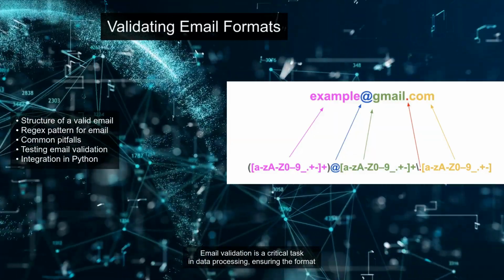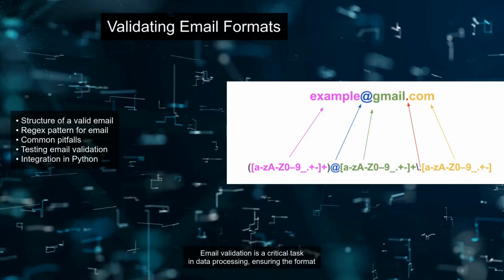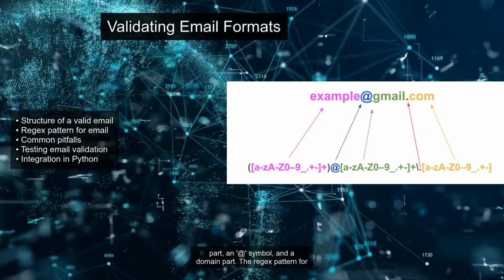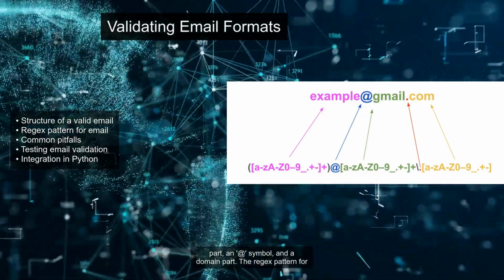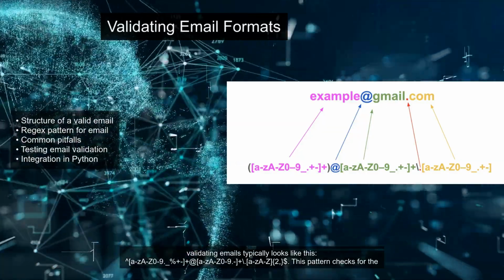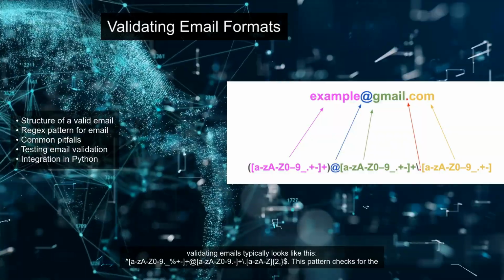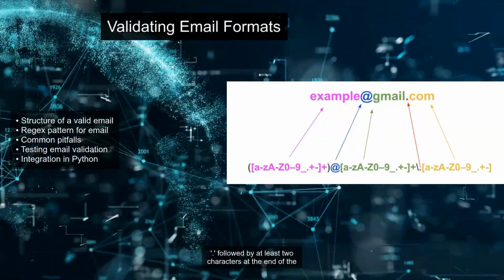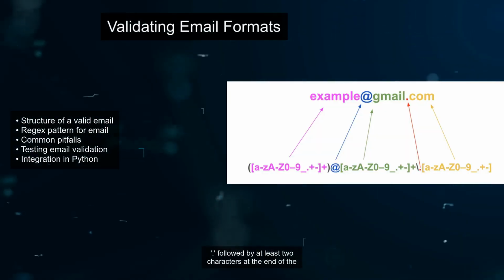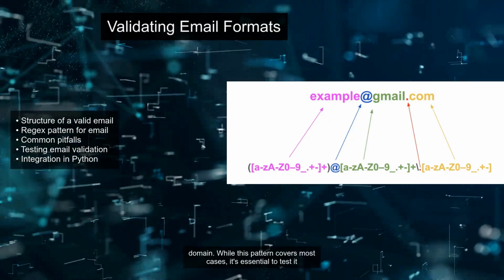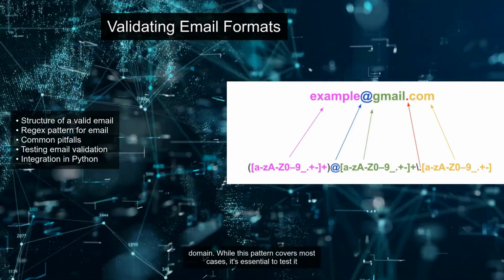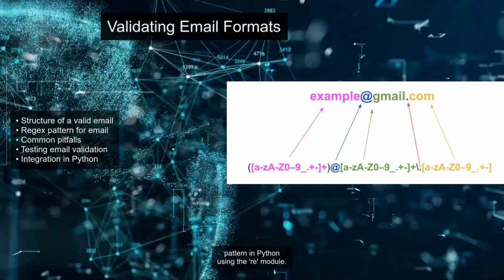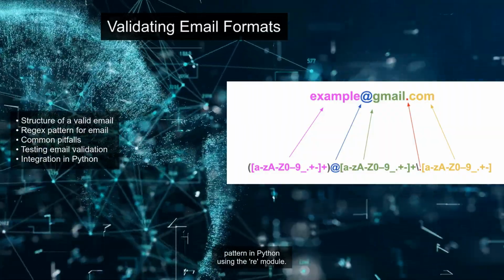Email validation is a critical task in data processing, ensuring the format is correct before further use. A typical email consists of a local part, an @ symbol, and a domain part. The regex pattern for validating emails typically looks like this: ^[a-zA-Z0-9._%+-]+@[a-zA-Z0-9.-]+\.[a-zA-Z]{2,}$. This pattern checks for the presence of valid characters in both parts and ensures there is a dot followed by at least 2 characters at the end of the domain. While this pattern covers most cases, it's essential to test it against various examples to handle any edge cases. We'll demonstrate implementing this pattern in Python using the re module.